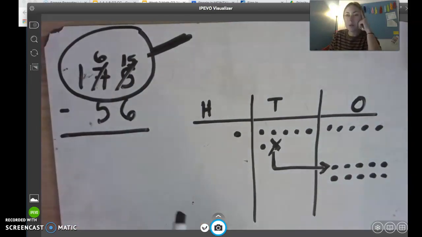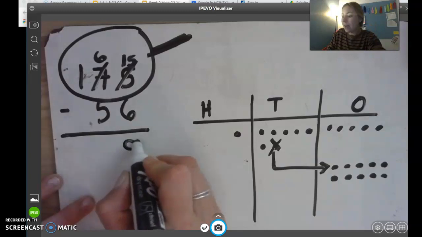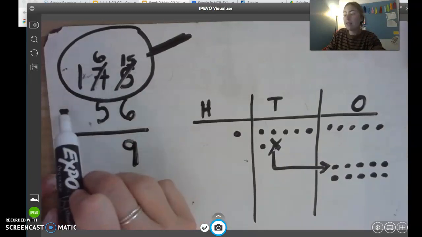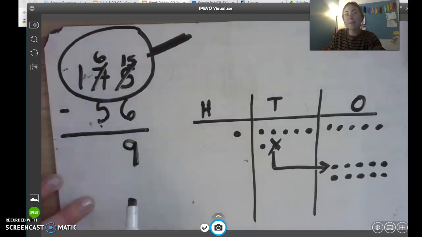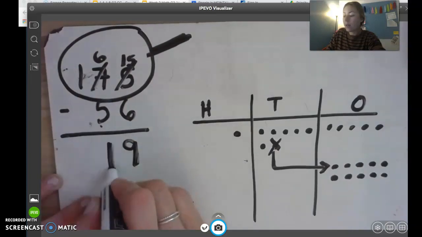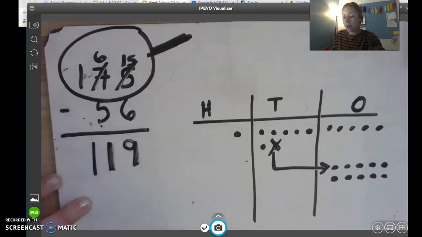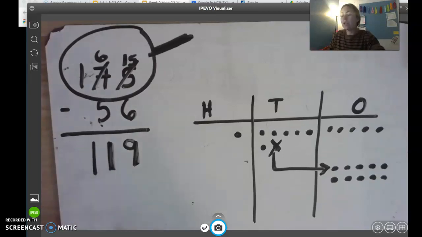So think in your brain, what is 15 minus 6? Nice job, Julian knew it. It was 9. 15 minus 6 was 9. Now let's do my tens. 6 tens minus 5 tens. That's right, 1 ten. 100 minus 0 hundreds is 100. Good job. So my answer is 119.